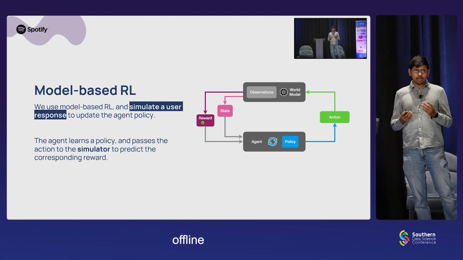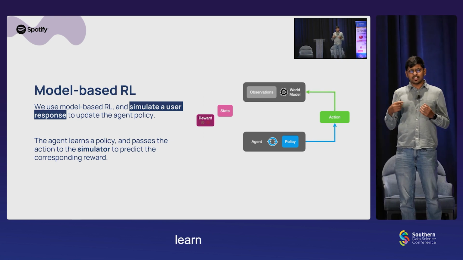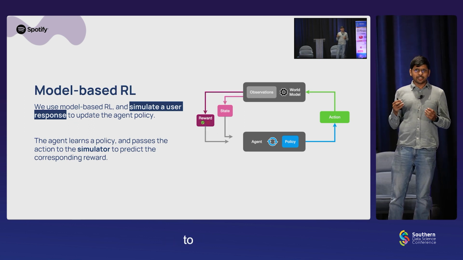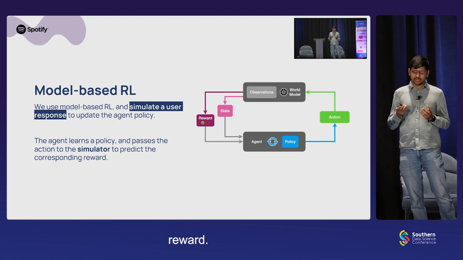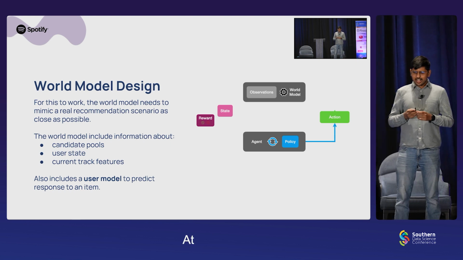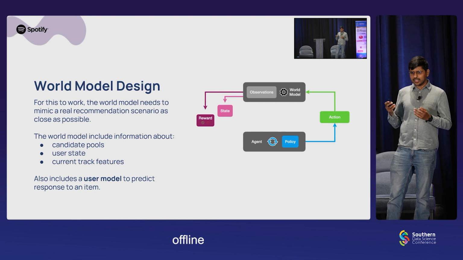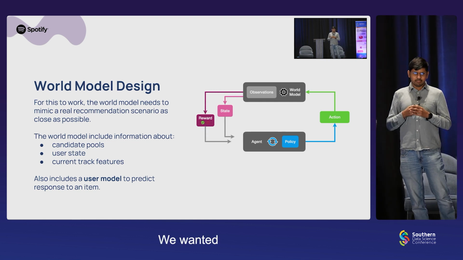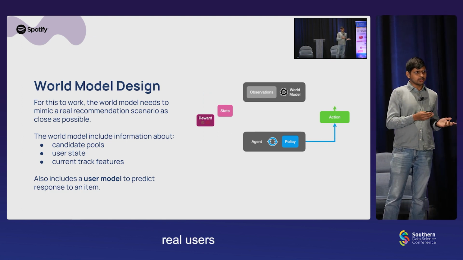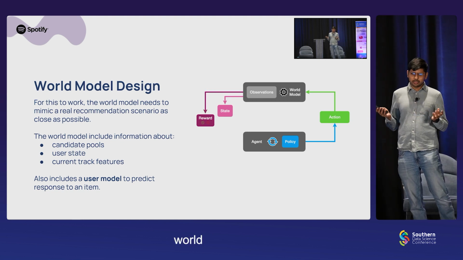The agent, in the offline training phase, makes use of this world model to learn to pick the best selection and the best sequence of tracks in order to maximize the simulated user reward. At this point, it is clear that the world model plays a critical role in the offline training of the agent. We want the world model to be as close as possible to the real users, so that the offline training of the agent can be as close to the real world as possible.